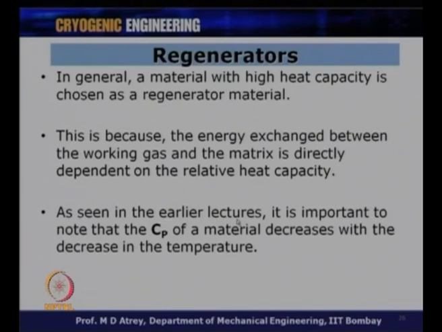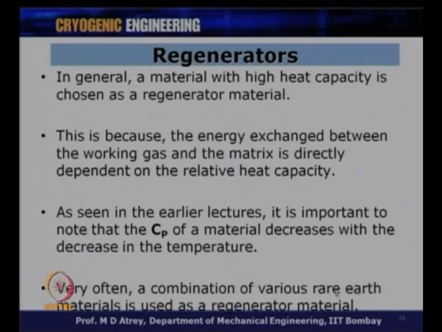As seen in the earlier lectures, it is important to note that the specific heat capacity Cp of the material decreases with the decrease in temperature, all right. In certain cases, it comes very close to 0 even, and therefore such materials need not be used as regenerator material. Very often, a combination of various rare earth materials, or the magnetic material, is used in the regenerator because they show very high heat capacity at low temperature. They may not normally have very high capacity, but at low temperature they show a transition and suddenly the Cp value increases, and this particular property of magnetic material is exploited in this regenerator.